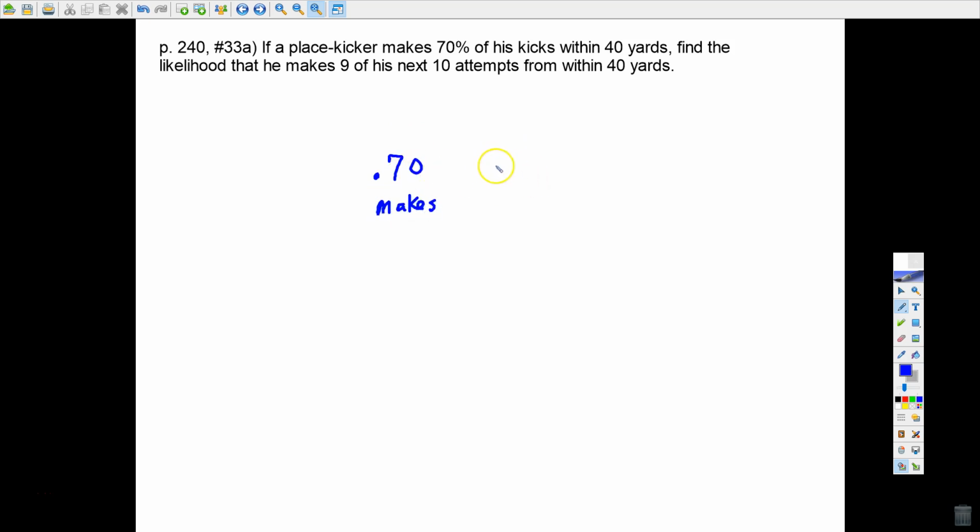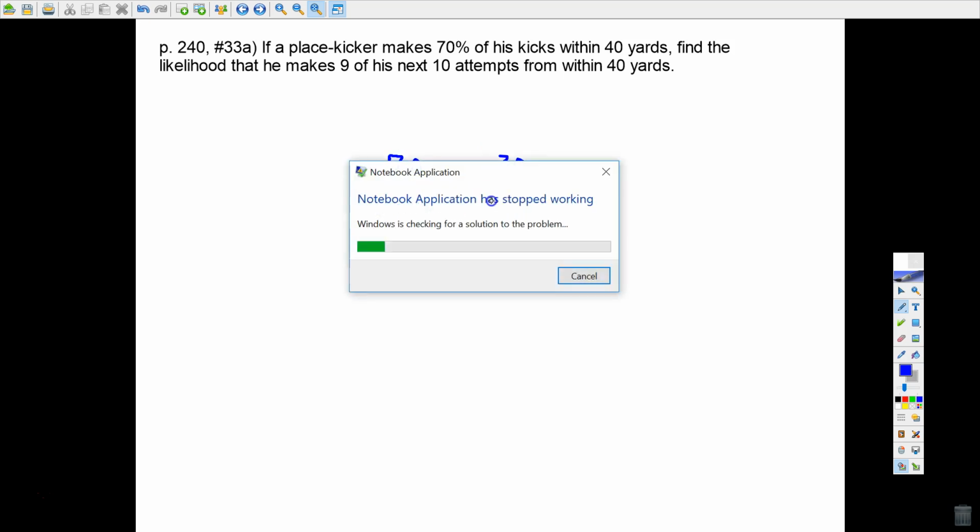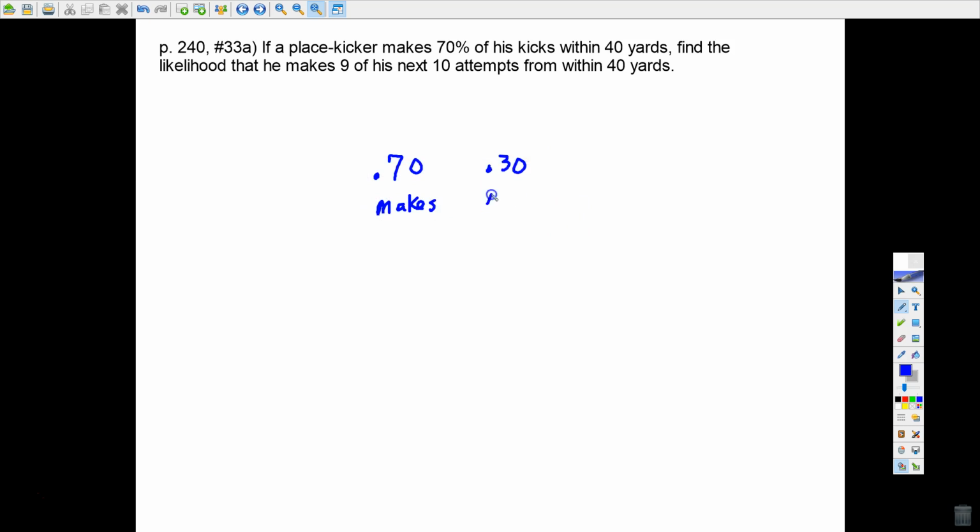Then right away I'm going to think of the alternative. Well, the alternative to making is missing. And the alternative to 70%, if we're going to have 100%, is obviously 30%. So these two percentages should always add up to 100%. There's only two possible outcomes. We usually call this success, and this is failure.